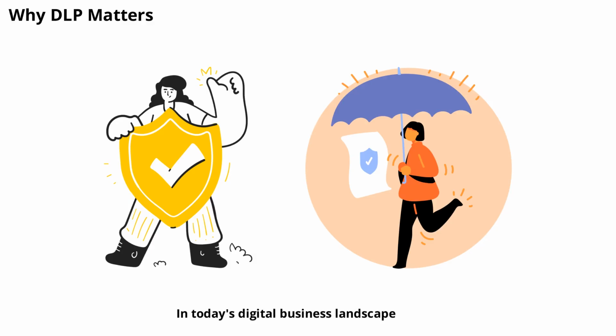In today's digital business landscape, invoicing is more than just sending and receiving payment requests. It involves handling sensitive financial data, client information, and confidential business details. Data loss prevention, or DLP, is crucial to ensure that this information remains secure and protected from unauthorized access or accidental leaks. In this video, we'll explore the most impactful DLP features for invoicing, ranked by their importance.